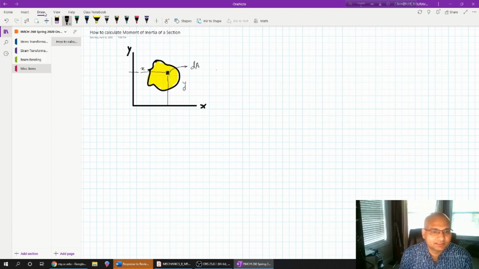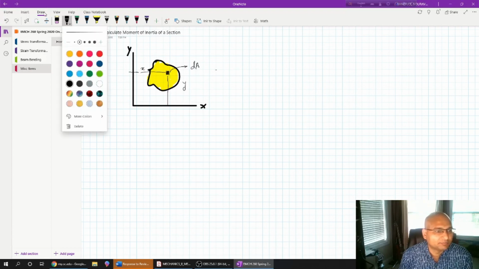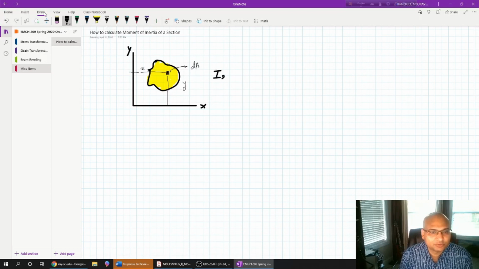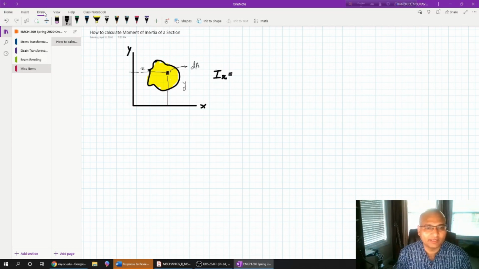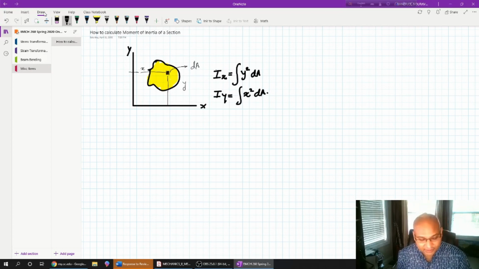So the moment of inertia we write in this form: moment of inertia with respect to x. That means the object is going to rotate about the axis x. The distance of that small elementary area is y, so we take an integral of y square into dA. This is the moment of inertia with respect to the x-axis, and the moment of inertia with respect to the y-axis is the integral of x square into dA. Now this is the basic and fundamental definition.